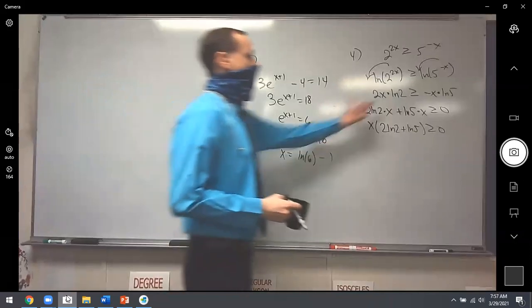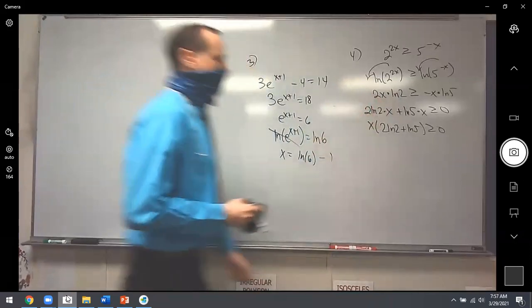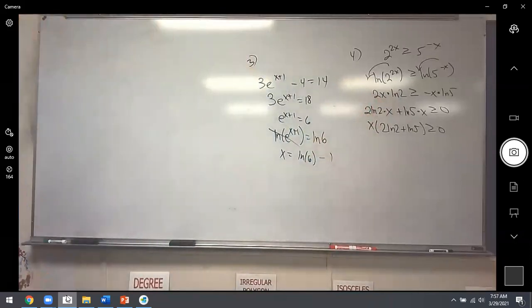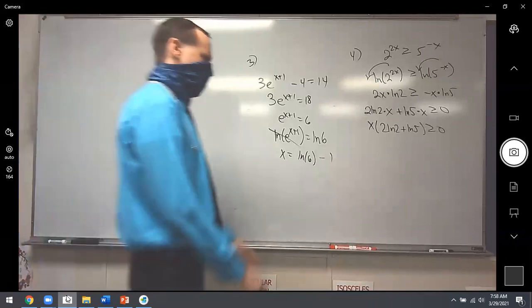I put the 2 in the natural log kind of in one little thing. Yeah, no worries. So you got x times this number, whatever it is, I don't know. It's greater than or equal to 0. All we got to do is divide by that number, right? But we're working on inequalities. So I better check real quick if that number is positive or negative, especially if you're not comfortable with logs and stuff like that. So 2 natural log of 2 plus natural log of 5. Is it positive or is it negative?